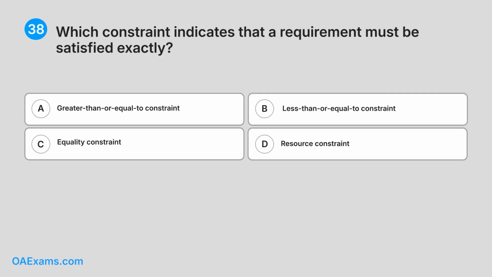38. Which constraint indicates that a requirement must be satisfied exactly? A. Greater than or equal to constraint. B. Less than or equal to constraint. C. Equality constraint. D. Resource constraint. Can you guess the answer?